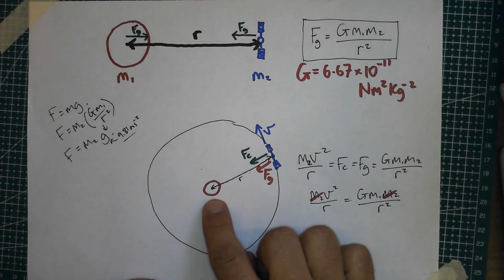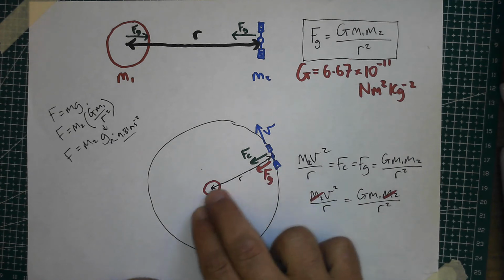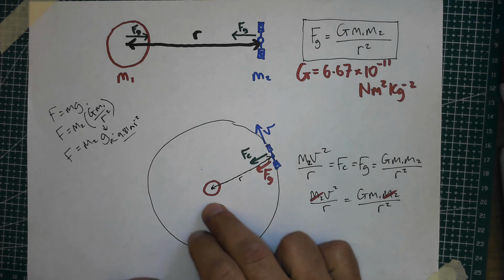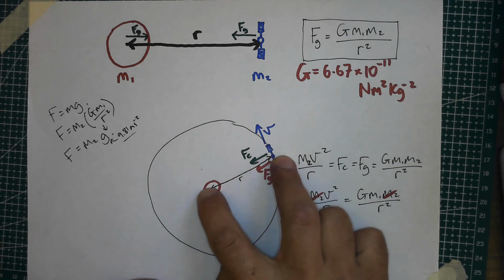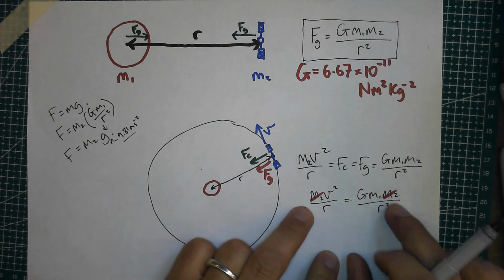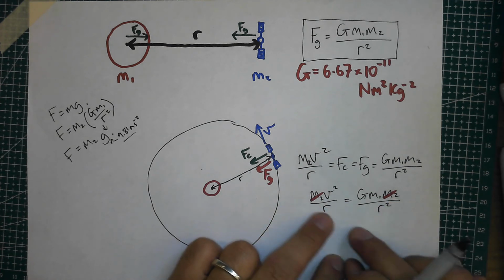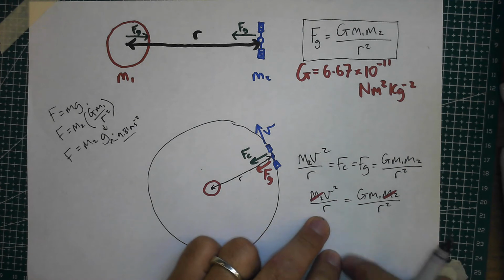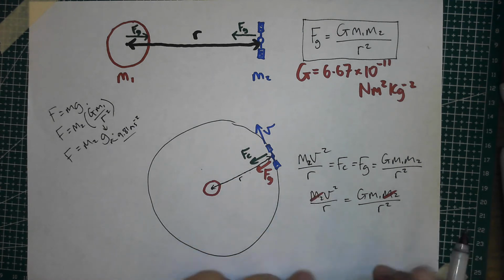Because if mass 1 is much greater than mass 2, then the centre of mass of the system is the centre of mass 1. If these were of similar mass, then the whole scenario becomes a lot more complicated, but you won't have to deal with that at level 3. Okay, so these two masses cancel out, and now we can rearrange this equation, and I'm going to rearrange it to make v the subject.